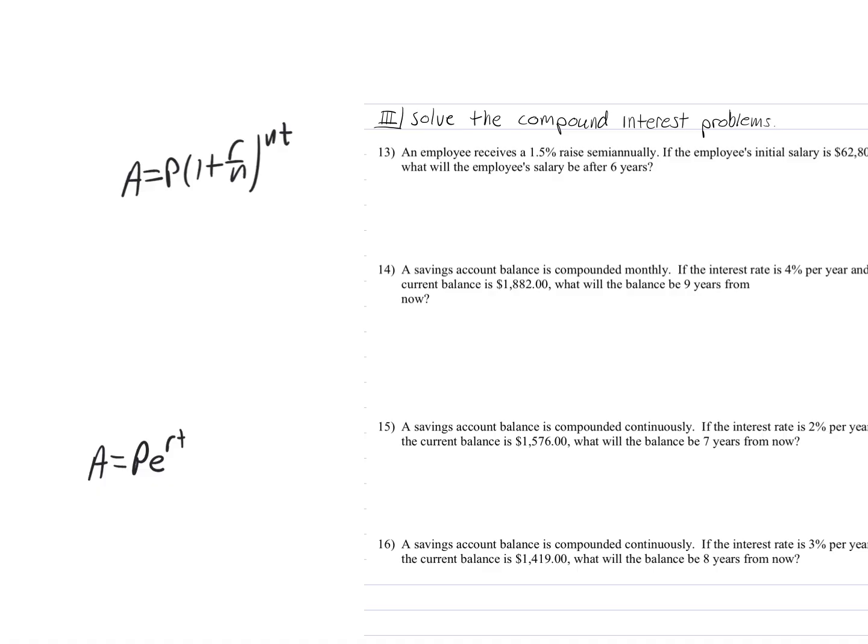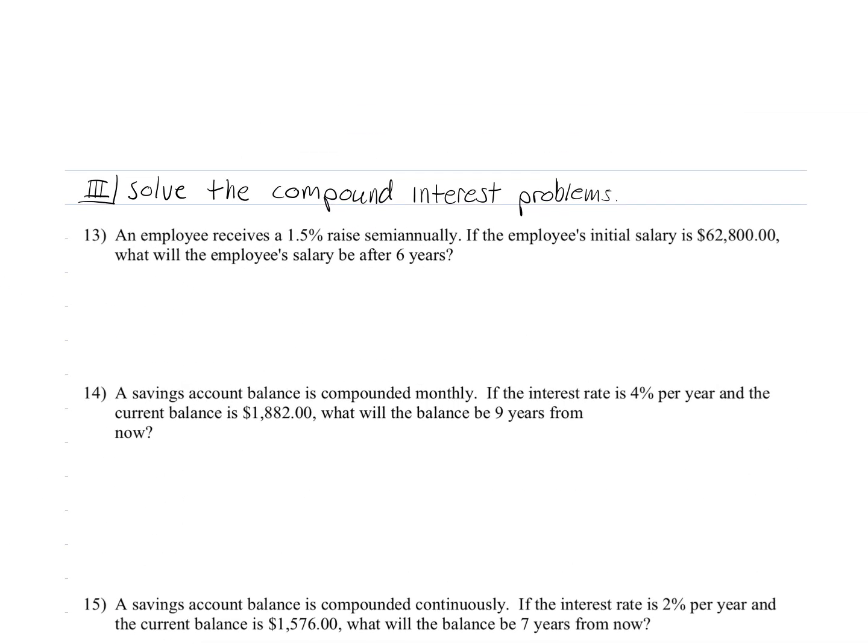All right, and you should know how to label all of these already, right? So this was in a lesson in 5.1, right? So we should know how to pull this information from a word problem and then plug it into the formula, right? You will get a calculator for this portion, but you still need to know how to set up the equation, right? So if you look at number 13, this employee receives a 1.5% raise semi-annually.